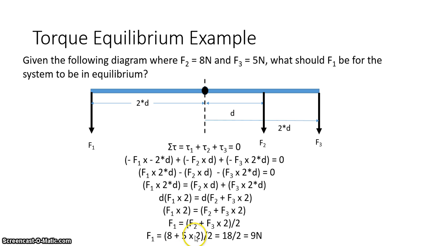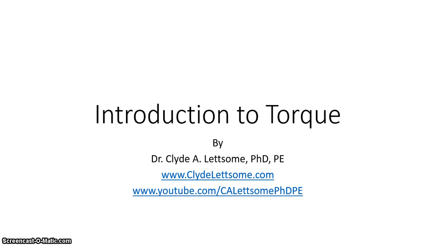So that comes out to be 5 times 2 is 10. 10 plus 8 is 18 divided by 2. And so we end up with F1 needs to be 9 newtons in order to make sure that this does not rotate. All right. So that was the introduction to torque.